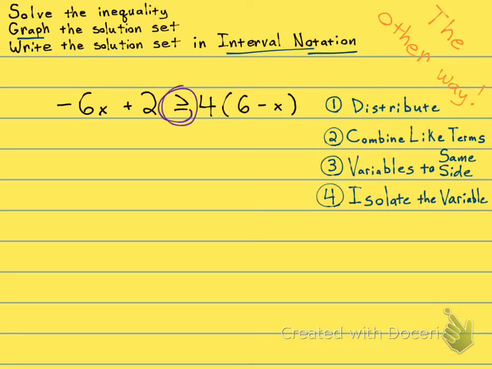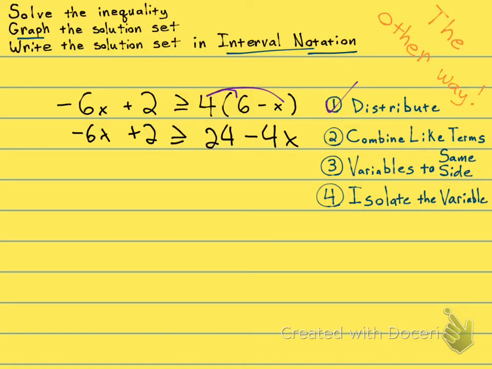It is a linear inequality, has a greater than or equal to sign. It's not an equals. First, I'm going to distribute right here. 4 times 6 is 24. 4 and minus x is minus 4x. Okay, everything else drops down right where it was, here, here, here.